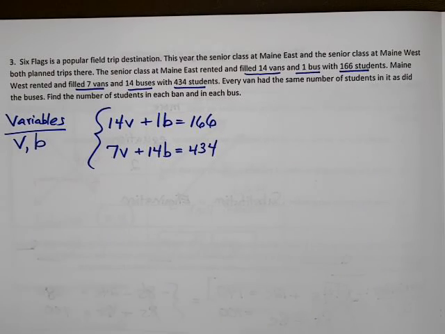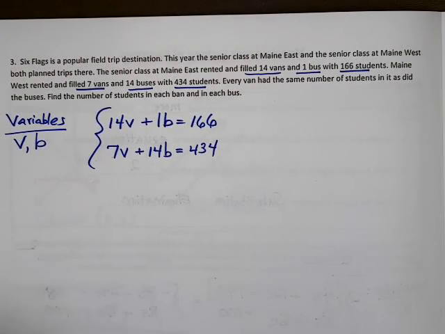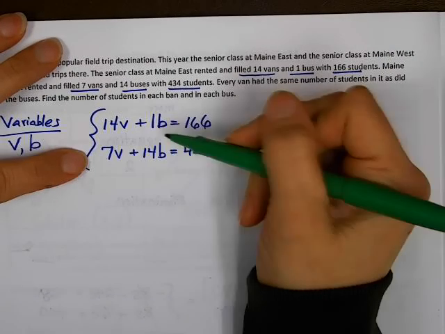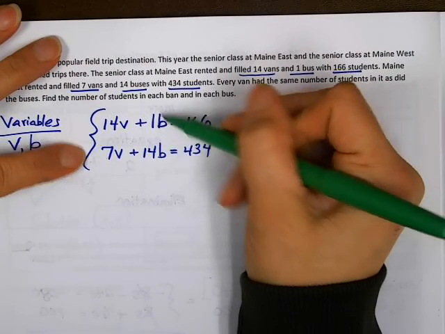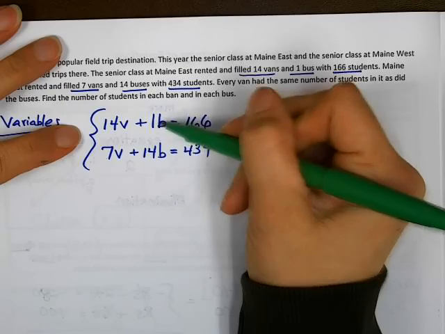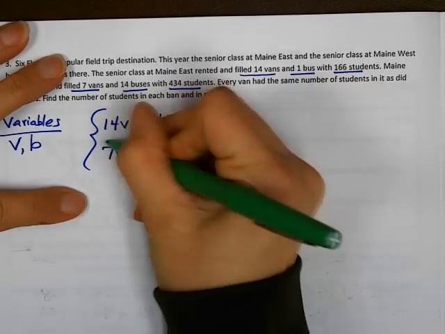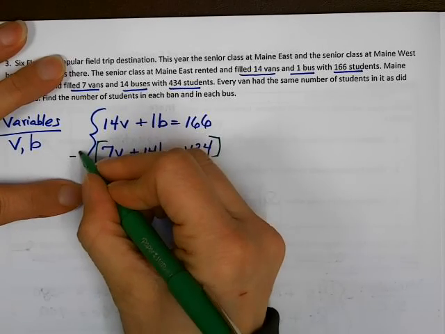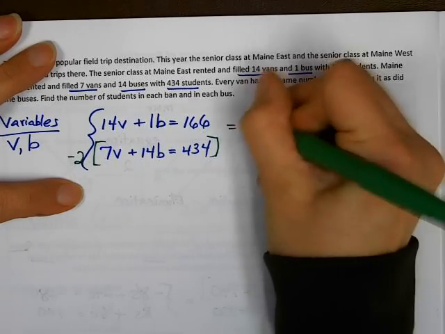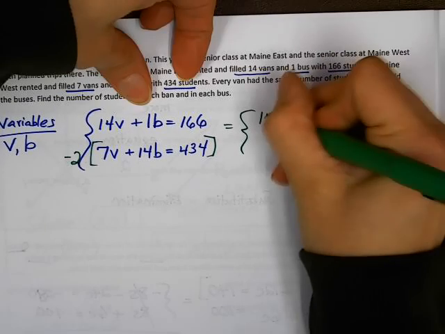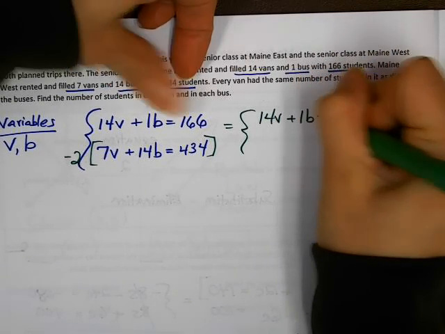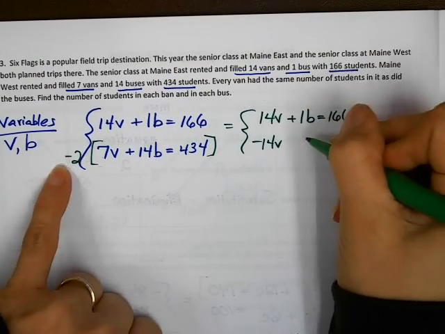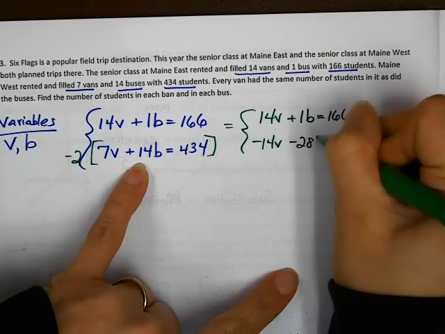Okay, so I think I'm going to do elimination again. That's just my favorite. We could eliminate the V's or the B's. Here I would have to multiply by a 14, and that might get really large. So I think I'm going to choose to eliminate the V's by multiplying by -2. So I'm going to write the new system. The top equation, nothing changes. The bottom equation, everybody gets a -2.